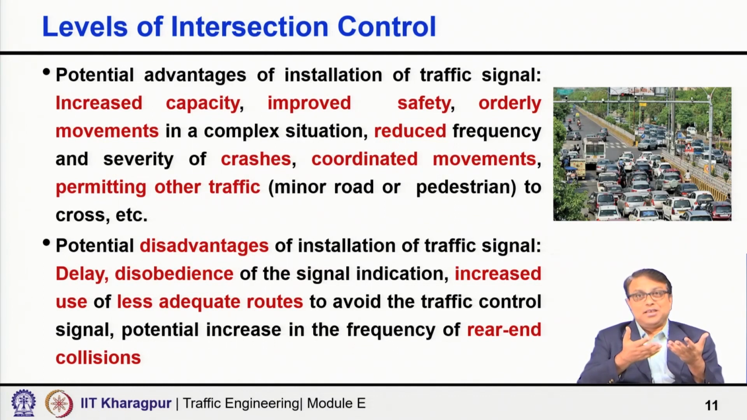So, there will be delay, and sometimes the delay may be really significant because of the signal. You are improving safety, but you are compromising in terms of delay. In many cases, disobedience of signal indication, violation, may be an issue. Of course, it can be corrected through proper enforcement, but it could be an issue. Sometimes there is increased use of less adequate routes to avoid the traffic control signal. People may simply try to avoid certain routes and use an alternative route just because they have to stop too many times at the signals.